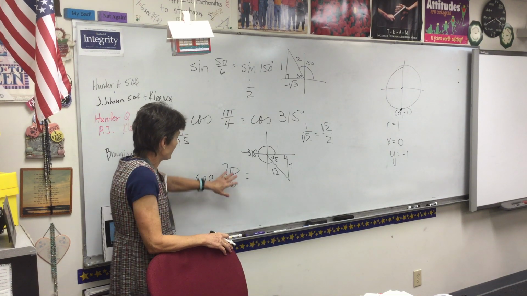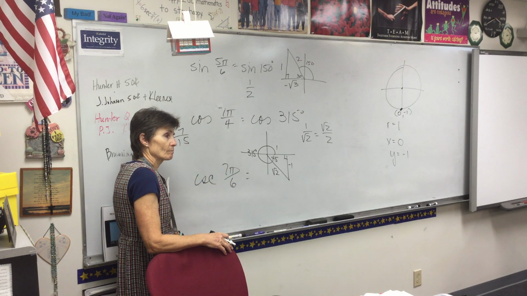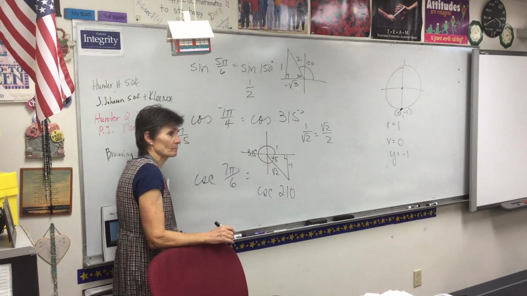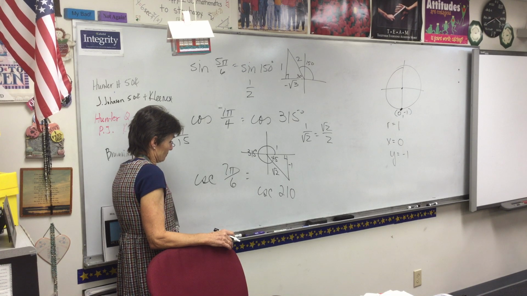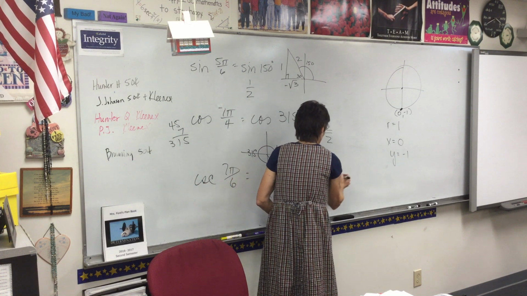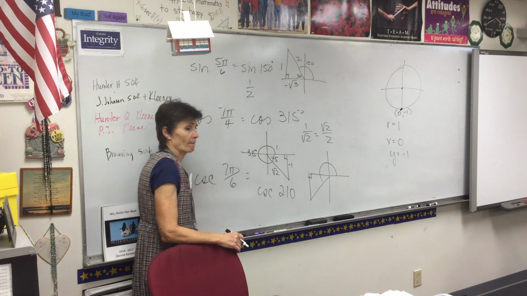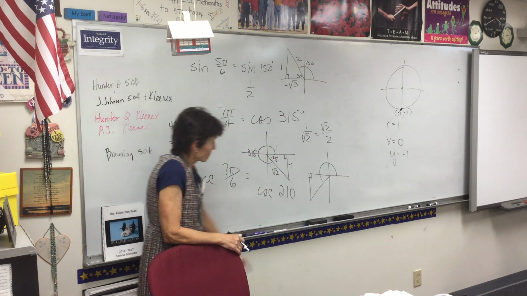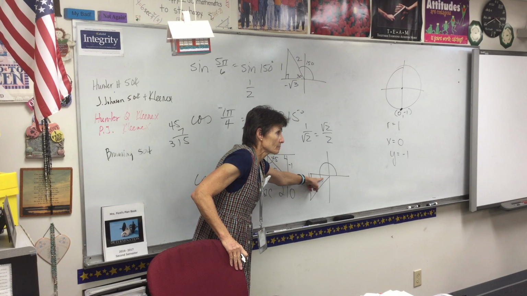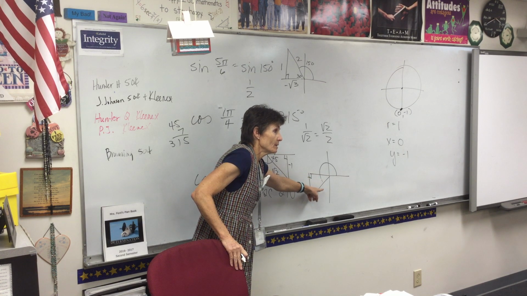Here we go. 7 pi over 6. That would be 210. Cosecant of 210. Everybody good with that? Okay, where's 210? Here? How big's that? 60? 30. What math do I do?